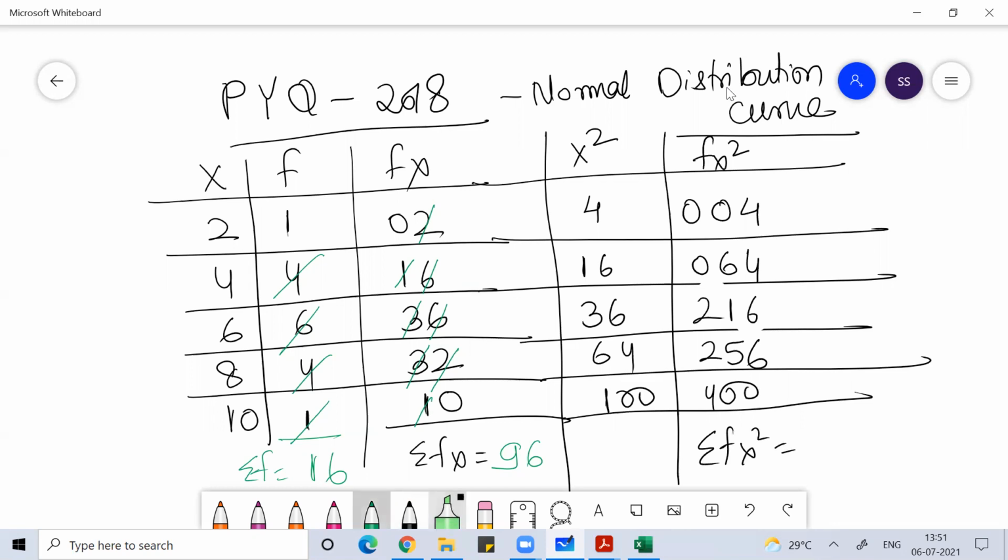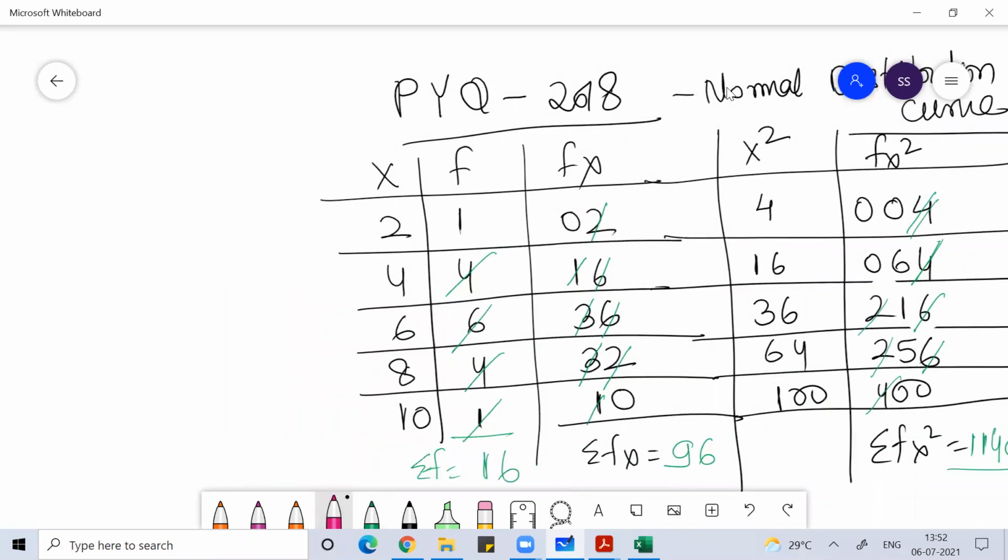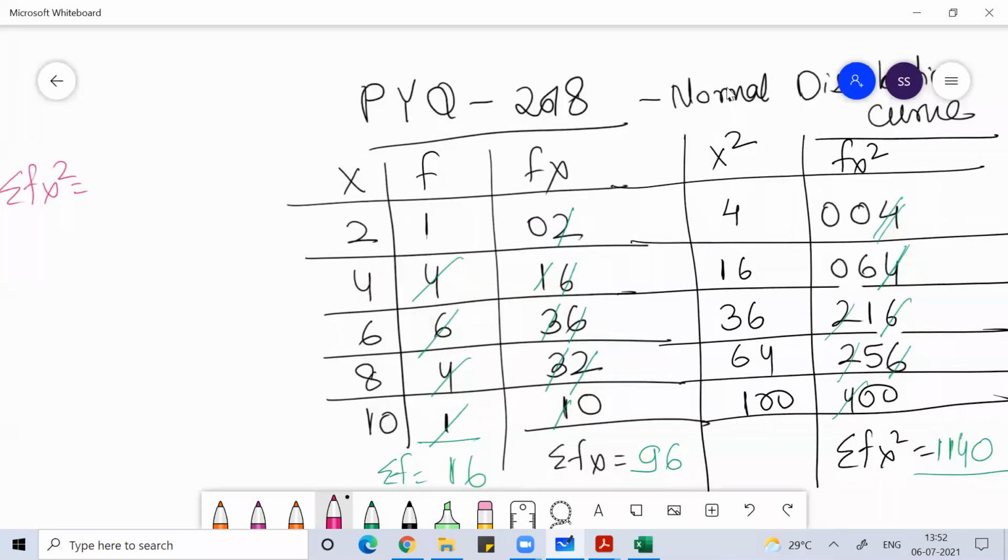Adding these up, the sum of f x squared is equal to 1140. Sum of fx is 96. Sum of f is 16.